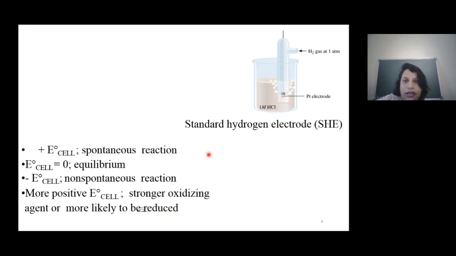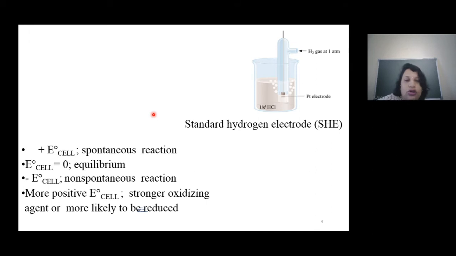And it can be applied. From the E0 of the cell, we can find out the spontaneity of the redox reaction. Suppose E0 of the cell is 0, then we can consider that the reaction is at equilibrium. If it is positive, we can consider that reaction as a spontaneous reaction. But if it is negative, we can consider it as a non-spontaneous reaction. If this value is more and more positive, that means a stronger oxidizing agent, or it is more likely to be reduced.